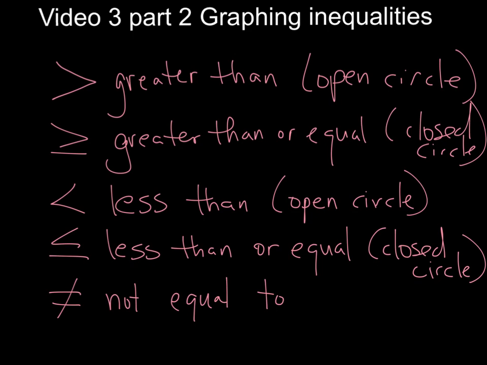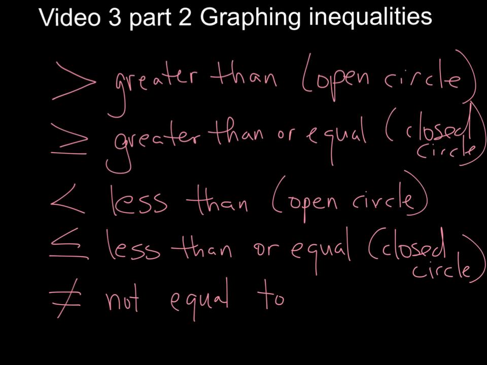All right, so this is an extra little video, video 3, part 2, because it's graphing inequalities. As you can see on this screen, the first symbol here is greater than. It's an open circle whenever you see it in a graph. Greater than or equal to is the second one. It is a closed circle because you're including that number.